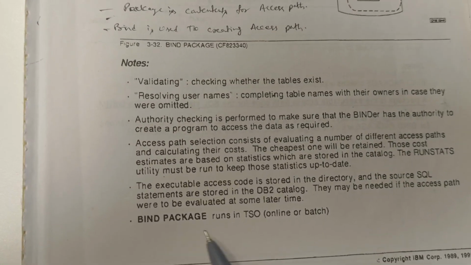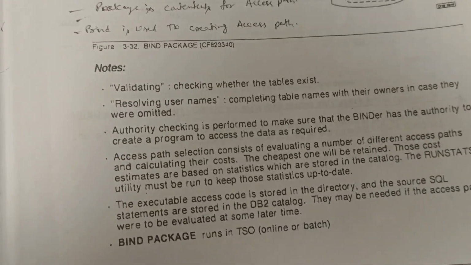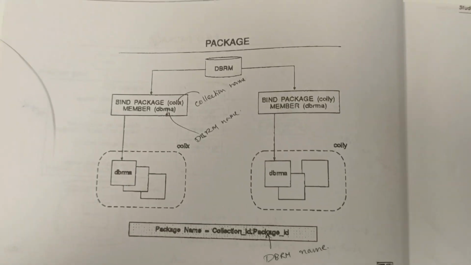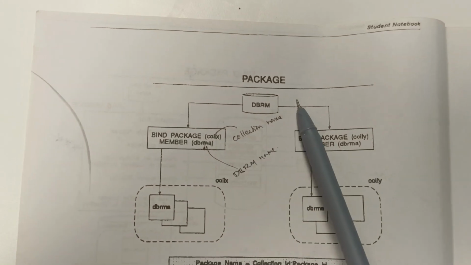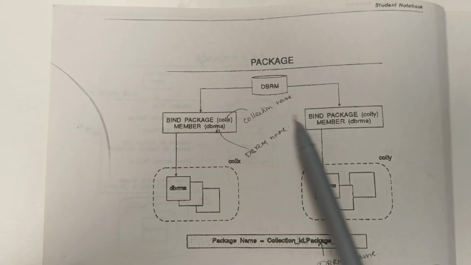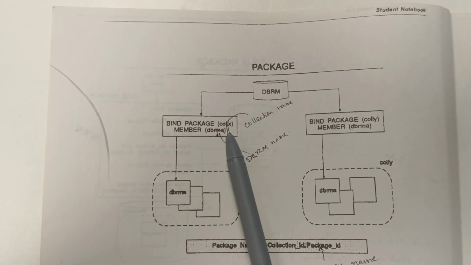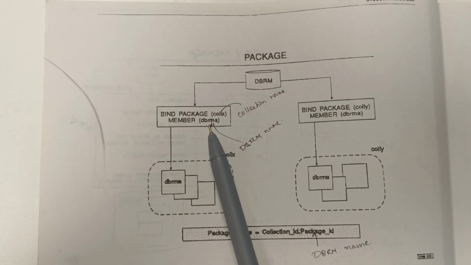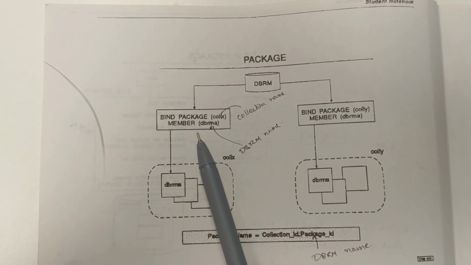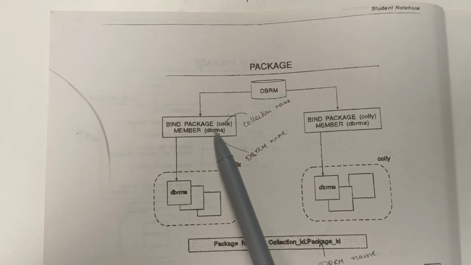We can run bind package in TSO, online or batch, meaning by using the TSO prompt directly or by using a batch job. And this is the package, and the input for it is the DBRM we have seen. This is the syntax to do a bind package, with a collection name and a member name. Here in the member name we can see the program DBRM name.